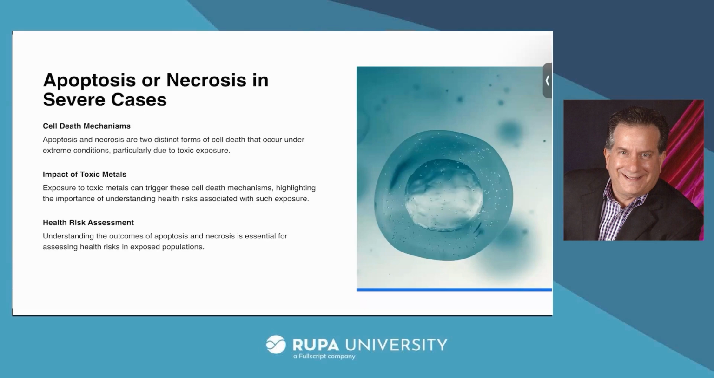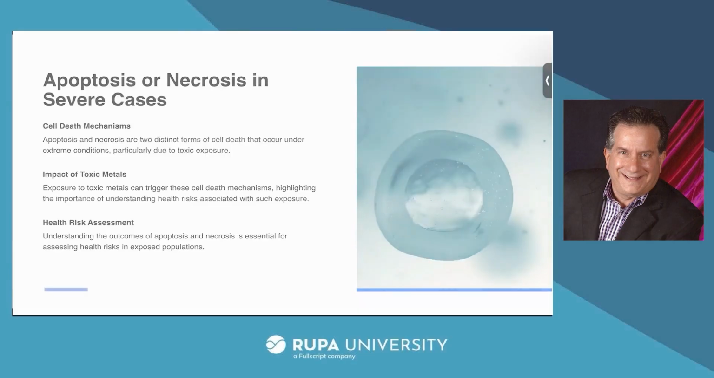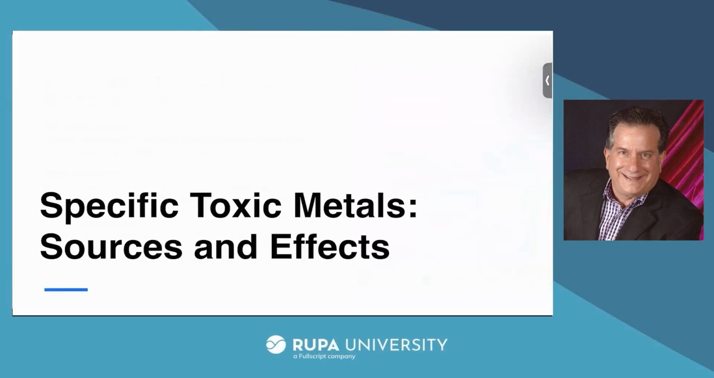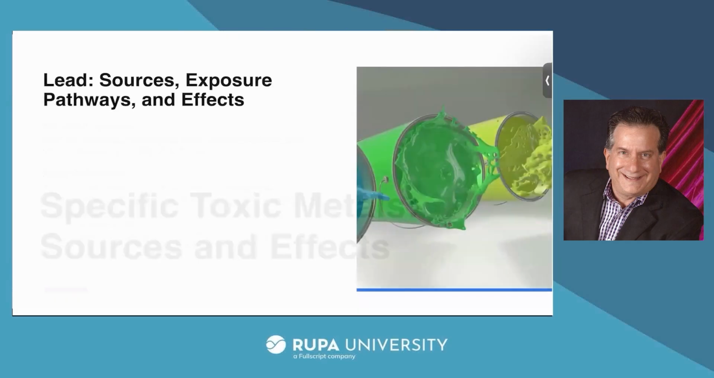Don't know about this? How in the world will you treat it? That's why you need to be aware of this and cognizant it's available in every person. So what are some of the specific toxic metals? Where are they? What happens to these things?